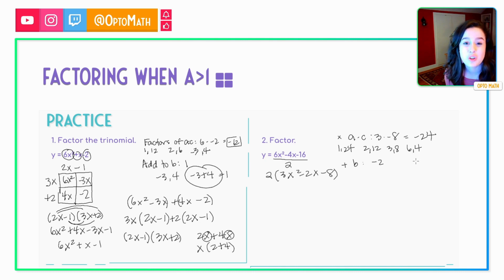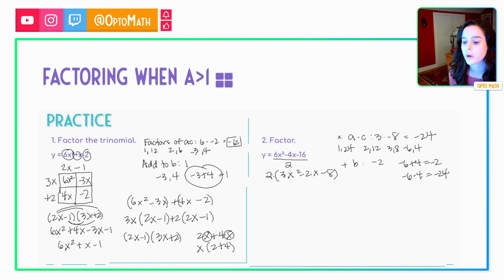Okay, 6 and 4 are two apart, and we want it to be negative, so we want the bigger one to be negative, so we want it to be -6 and 4. Okay, so we've got -6 plus 4, and that is -2, and -6 times 4 is indeed -24. So we know it works, so let's use it.